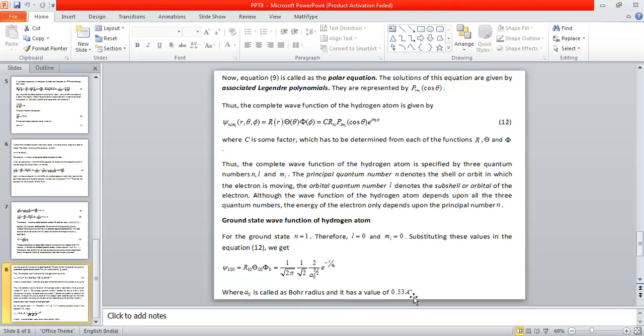So this is what we are able to discuss about the hydrogen atom, the application of the Schrodinger equation to the hydrogen atom. Of course, we have not touched upon the mathematics completely, but even without it, we are able to write down the expression for the energy eigenvalue of the hydrogen atom, and also the expression for the ground state wave function of the hydrogen atom. So this is as per the syllabus.